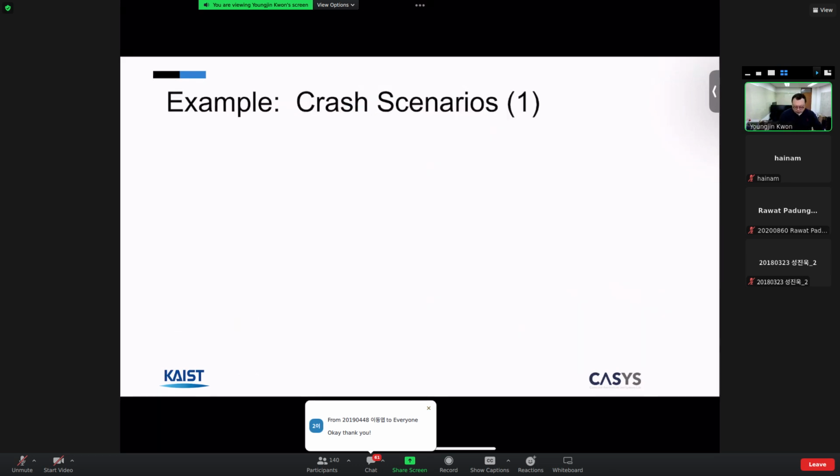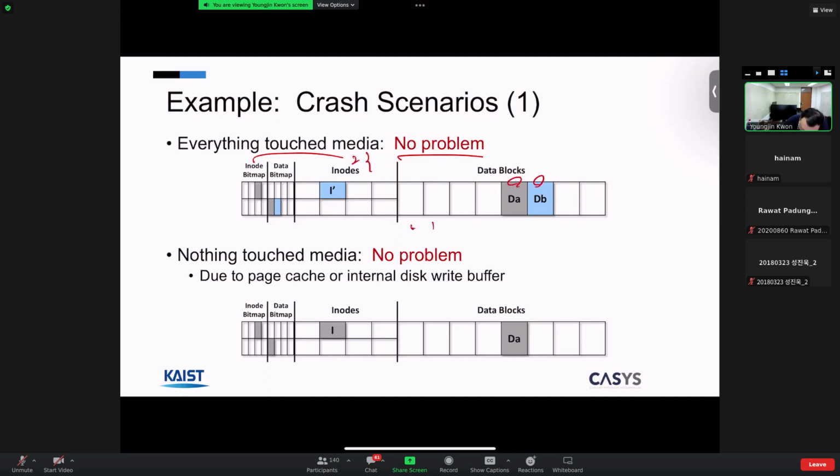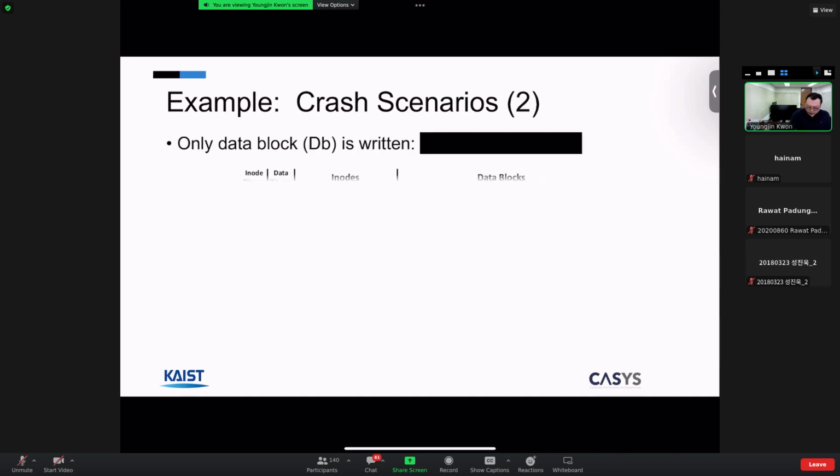So here's the first crash scenario, no problem. There are cases where all data is touched, no problem, obviously. The inode says it has 2 blocks, 4 and 5. The data is persisted, and the new data block 5 is also allocated. Good, no problem at all. And if nothing touched the media, clearly no problem.